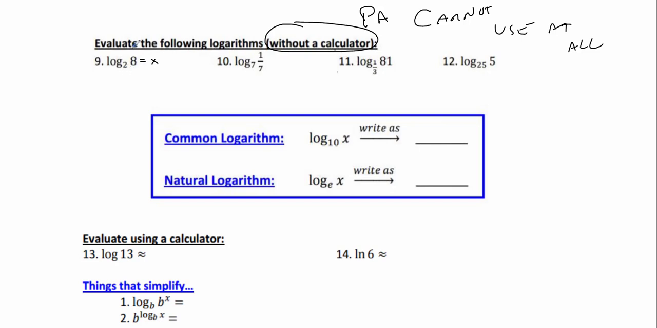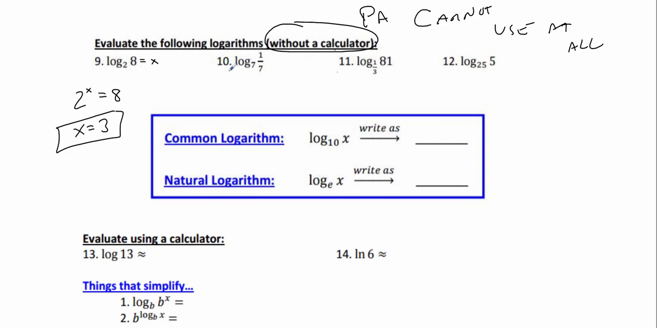Well, from the other part, I'm going to write this in exponential form. This is really 2 to the power of x equals 8. Well, 2 to what power equals 8? 2 to the first power? That's not 8, that's only 2. 2 to the 2? That's only 4. 2 to the 3 is 8. So x equals 3. That's our answer for this problem, 3. That's it. That's all we're doing.